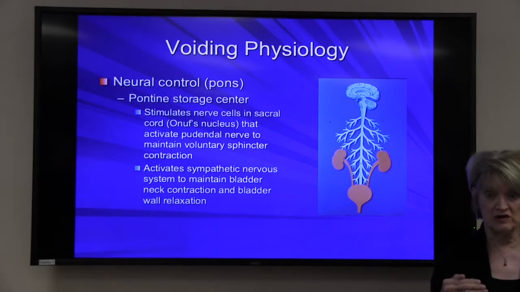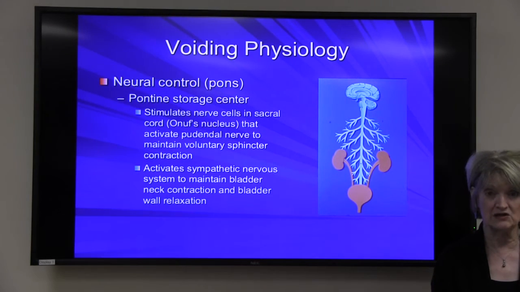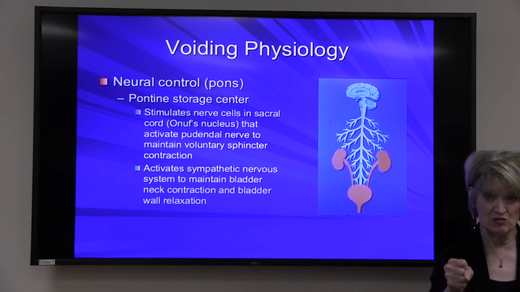Also, during the storage phase, the pontine storage center activates the sympathetic nerve pathways. Sympathetic nerve pathways to the bladder neck increase contractility, which maintains bladder neck closure, and sympathetic stimulation of the bladder wall keeps the bladder in a relaxed state.